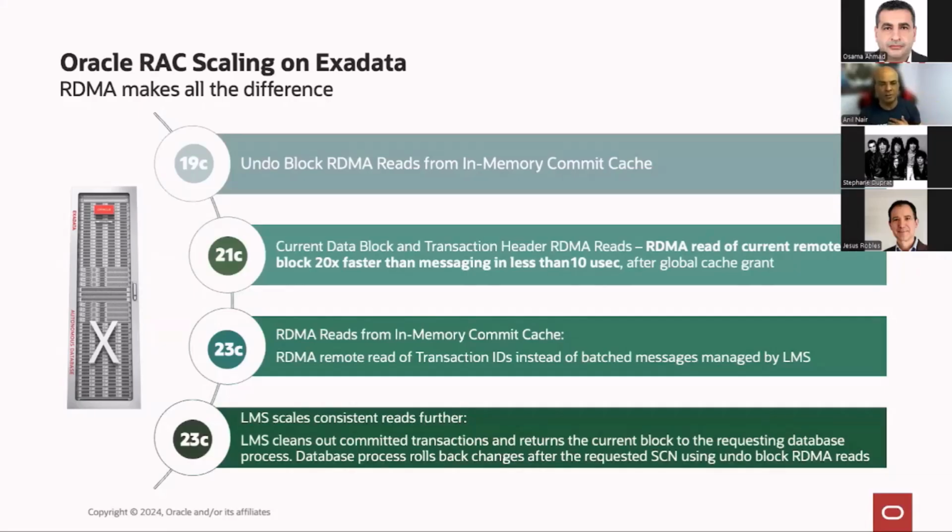We are now using RDMA for undo blocks. With 21c, we went one step further. If you get a grant, we can read ahead with that in less than 10 microseconds, compared to the typical UDP-based messaging protocol. Once we get the global cache grant, we can go about 20 times faster. With 23c, we further made it so we can remote read the transaction IDs via LMS. Remember, LMS works in block sizes of 8K, right? So if you need one transaction ID, we need to read the block completely. Now, obviously, there are optimizations. We compress the block and all that. But with RDMA, we can directly remote read the transaction ID without going through this whole compression mechanism.